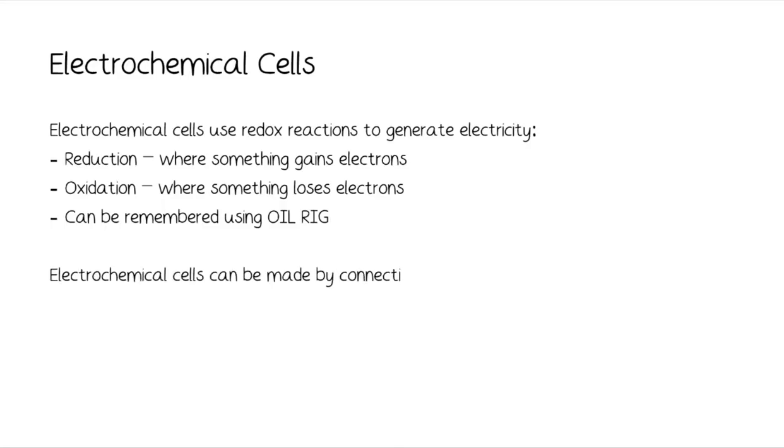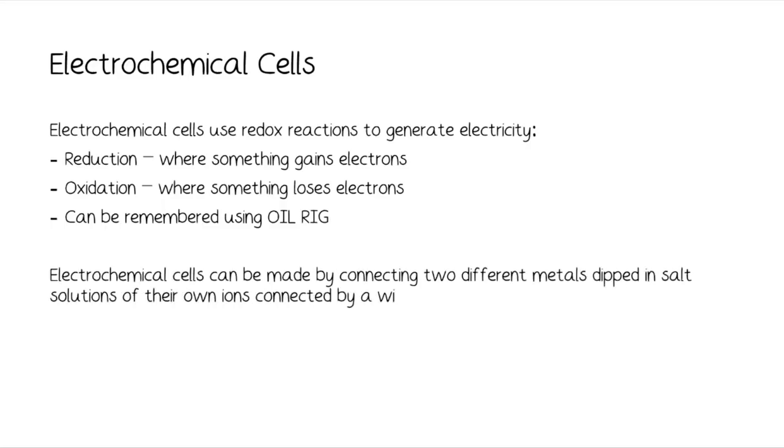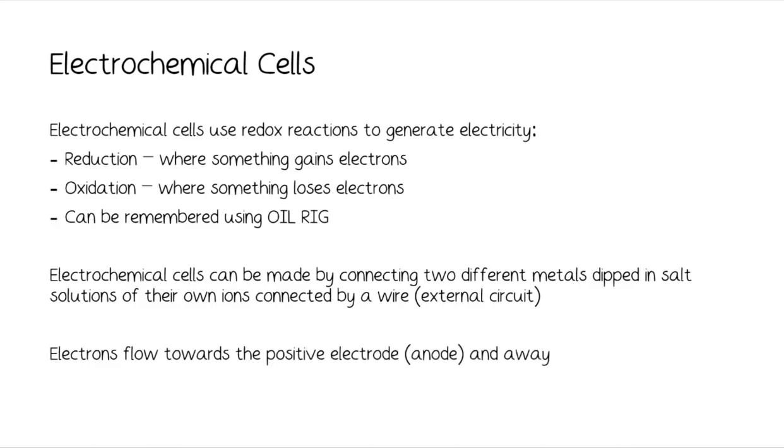We can make electrochemical cells by connecting two different metals dipped in salt ions of their own solutions and connecting them with a wire known as the external circuit. So that's the wire where the electrons flow through and power whatever it is that needs powering. And as a reminder, electrons flow towards the positive electrode and away from the negative electrode. A way of remembering which one is the anode and the cathode is by anode attracting negativity and cathode attracting positive ions. The T in cathode kind of looks like a plus.